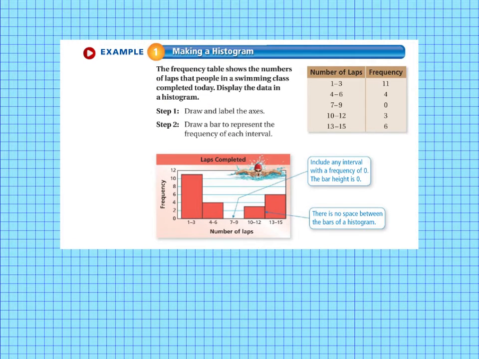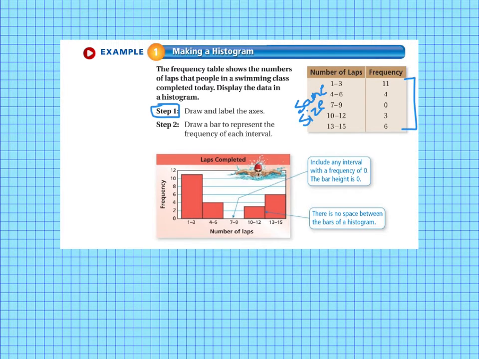So in example 1, we're going to make a histogram. The frequency table shows the numbers of laps that people in a swimming class completed today. We're going to display that data in a histogram. And if we look at our example, it gives us the steps. Here's our frequency table. Number of laps, 1 to 3, 4 to 6, 7 to 9, 10 to 12, 13 to 15. So these are all the same size intervals. And then the frequency is what we're graphing.